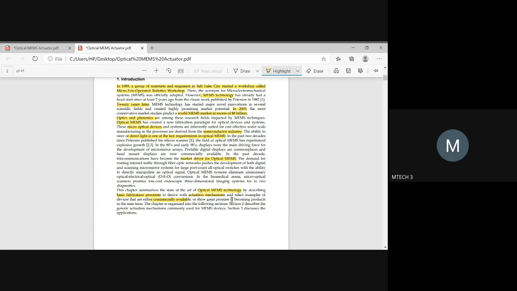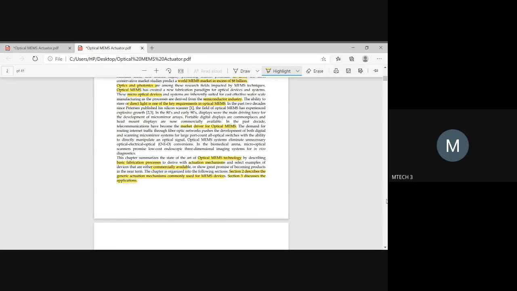Apart from that, you have the other two sections. Section 2 describes the actuation mechanisms which are commonly used in a MEMS device, whereas section 3 discusses the regular applications of MEMS. So you have three sections. One is related to how these actuation mechanisms are derived. Once these actuation mechanisms are derived, meaning once the fabrication process is established, it describes how these devices could be developed. And the third section describes the application parts of the MEMS devices.